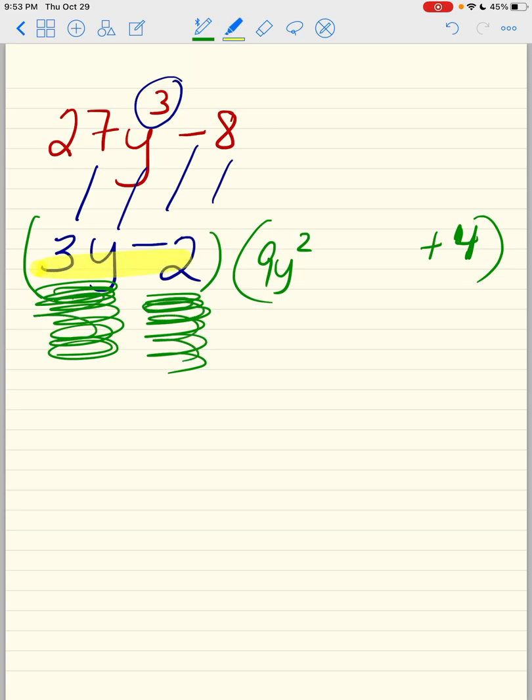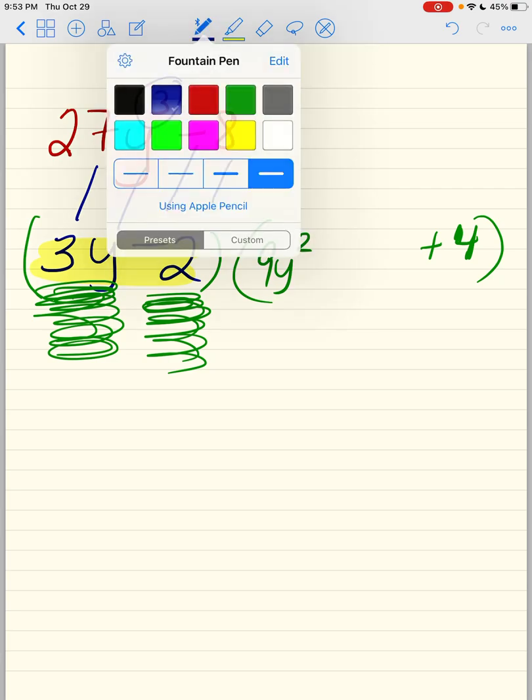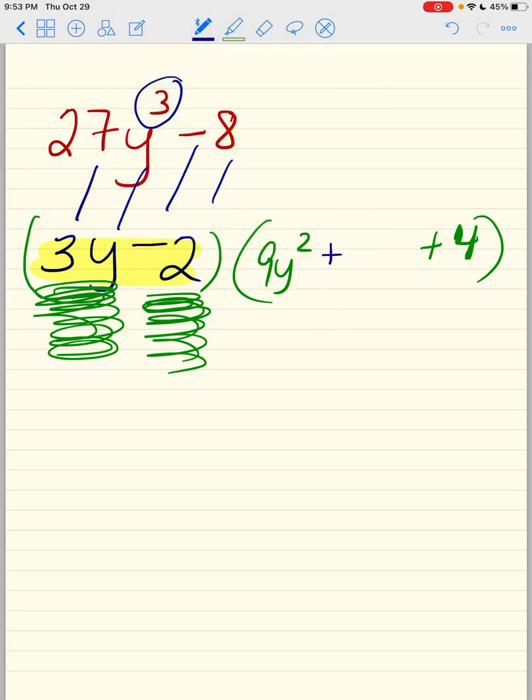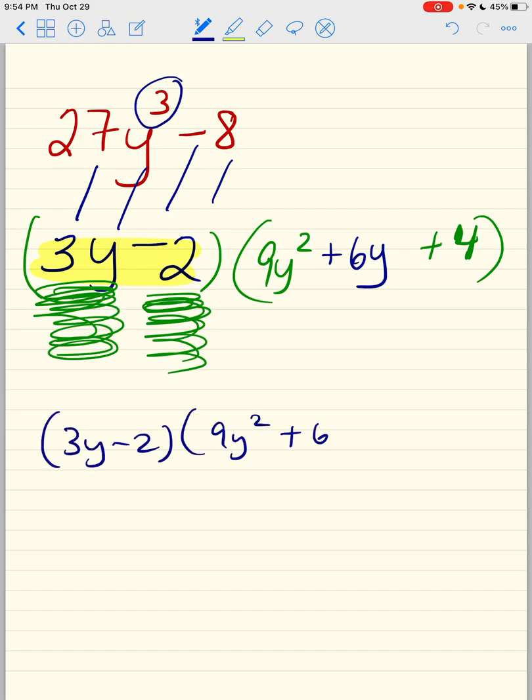Now we're going to multiply this. Negative 2 times 3 is negative 6 times y is negative 6y. The only difference now is you're going to take the opposite sign. So it's positive 6y. Okay? So, once again, you multiply 3y times negative 2, you get negative 6y, but it's the opposite sign. And that's it. So your answer will be 3y minus 2, 9y squared plus 6y plus 4.